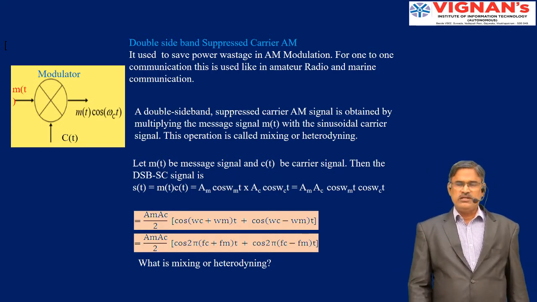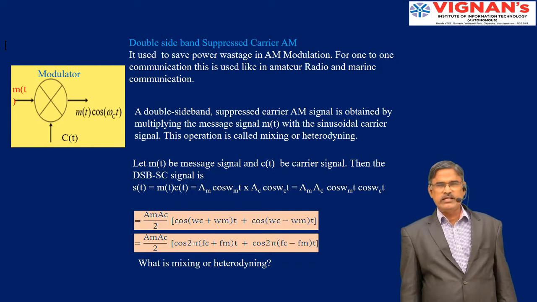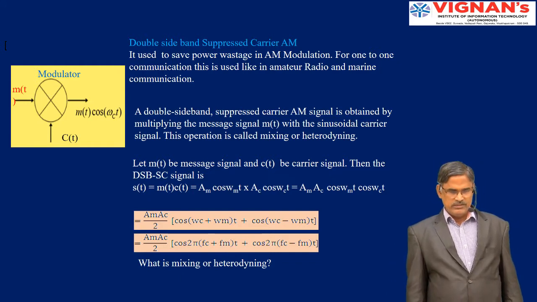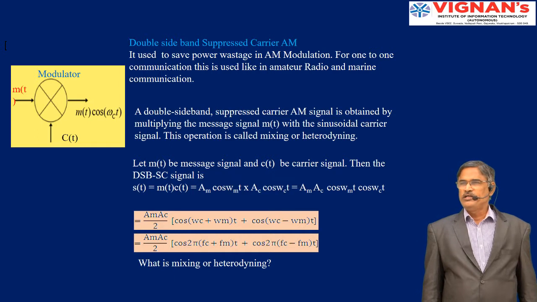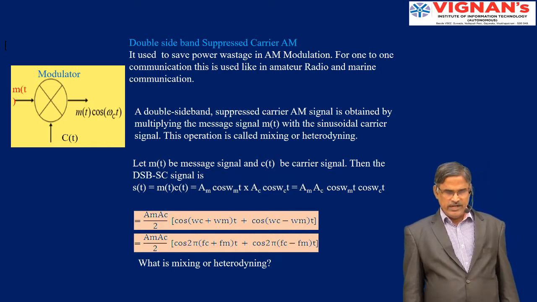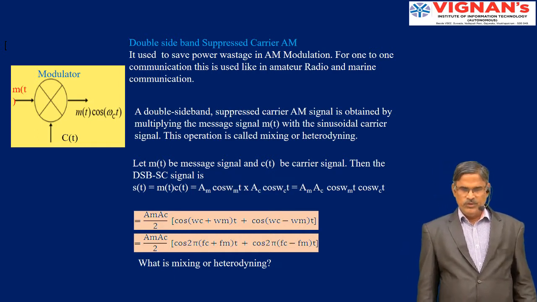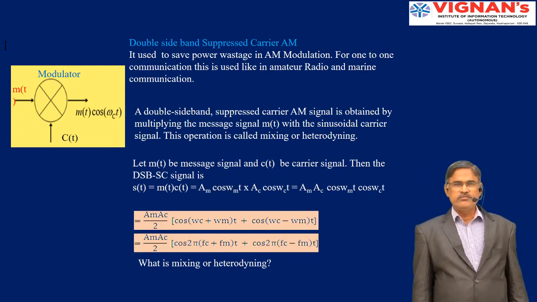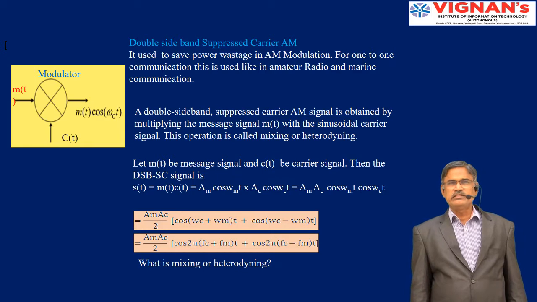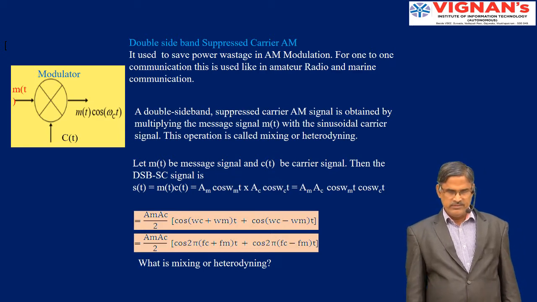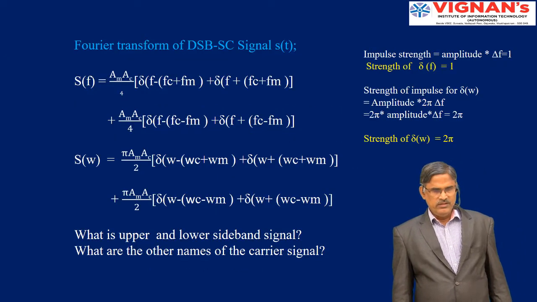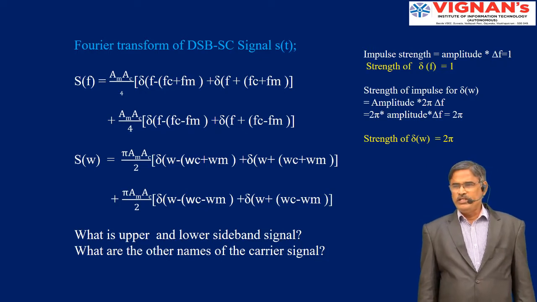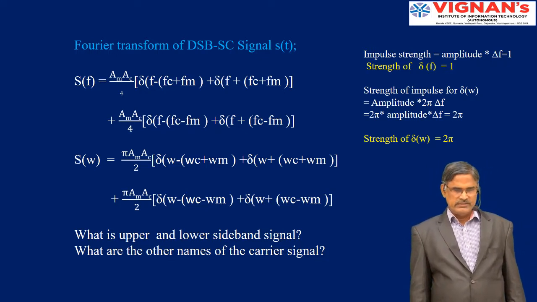The operation of the multiplication produces the double sideband suppressed carrier modulation. This operation is called mixing operation or heterodyning operation. Okay, now what we have seen, you can generate double sideband suppressed carrier modulation by multiplying the message signal with a carrier signal. So next, you have to see the Fourier transform of the modulated signal.